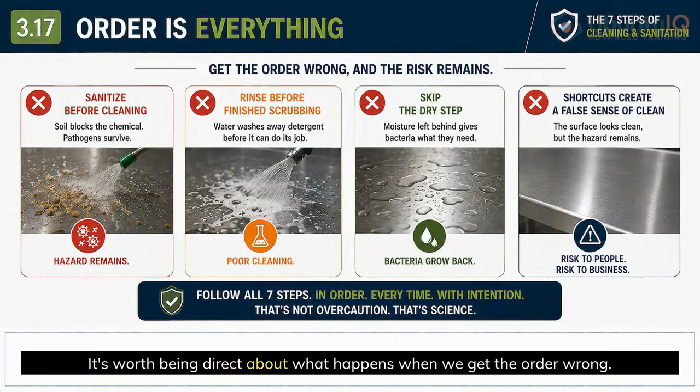It's worth being direct about what happens when we get the order wrong. If we sanitize before we've cleaned properly, the soil blocks the chemical and the pathogens survive. If we rinse with water before we've finished scrubbing, we're washing away our detergent before it's done its job. If we skip the dry step, we're handing bacteria exactly what they need to grow back. Shortcuts don't just produce mediocre results. They produce the illusion of a clean surface while the hazard remains. The 7 steps only work when they're followed in full, in order, with intention. That's not overcaution. That's just how the science works.